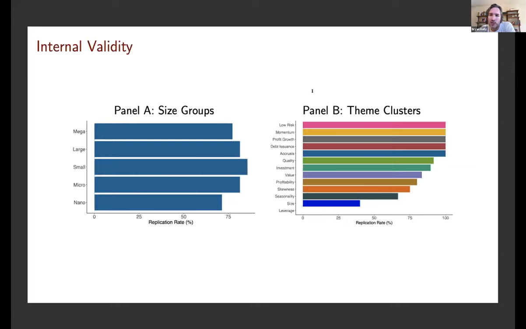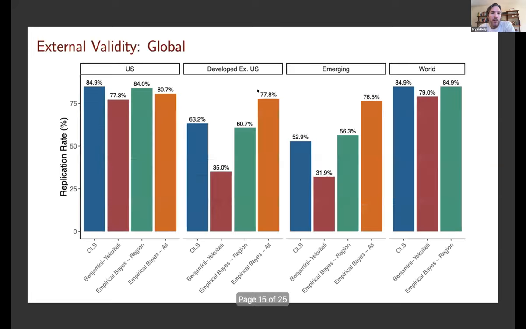We look at the replication rate by themes. You see for essentially 10 out of my 13 different themes here, a replication rate above 75%. All right, I want to move on now from internal validity, showing that I can basically get in-sample conclusions that align with the original papers, even with all of the modifications I've made in my methodology. I want to go out of sample now.